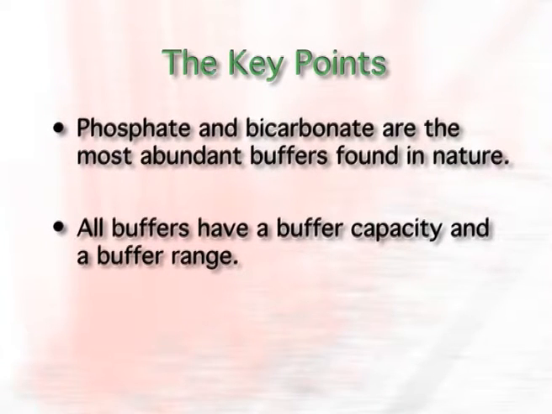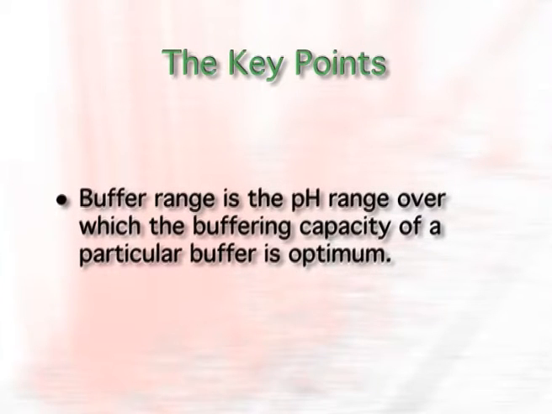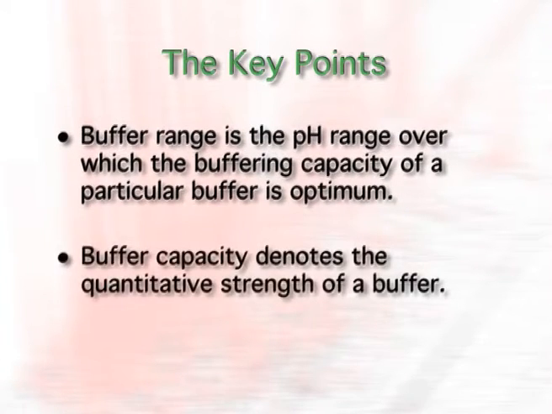All buffers have a buffer capacity and a buffer range. Buffer range is the pH range over which the buffering capacity of a particular buffer is optimum. Buffer capacity denotes the quantitative strength of a buffer.